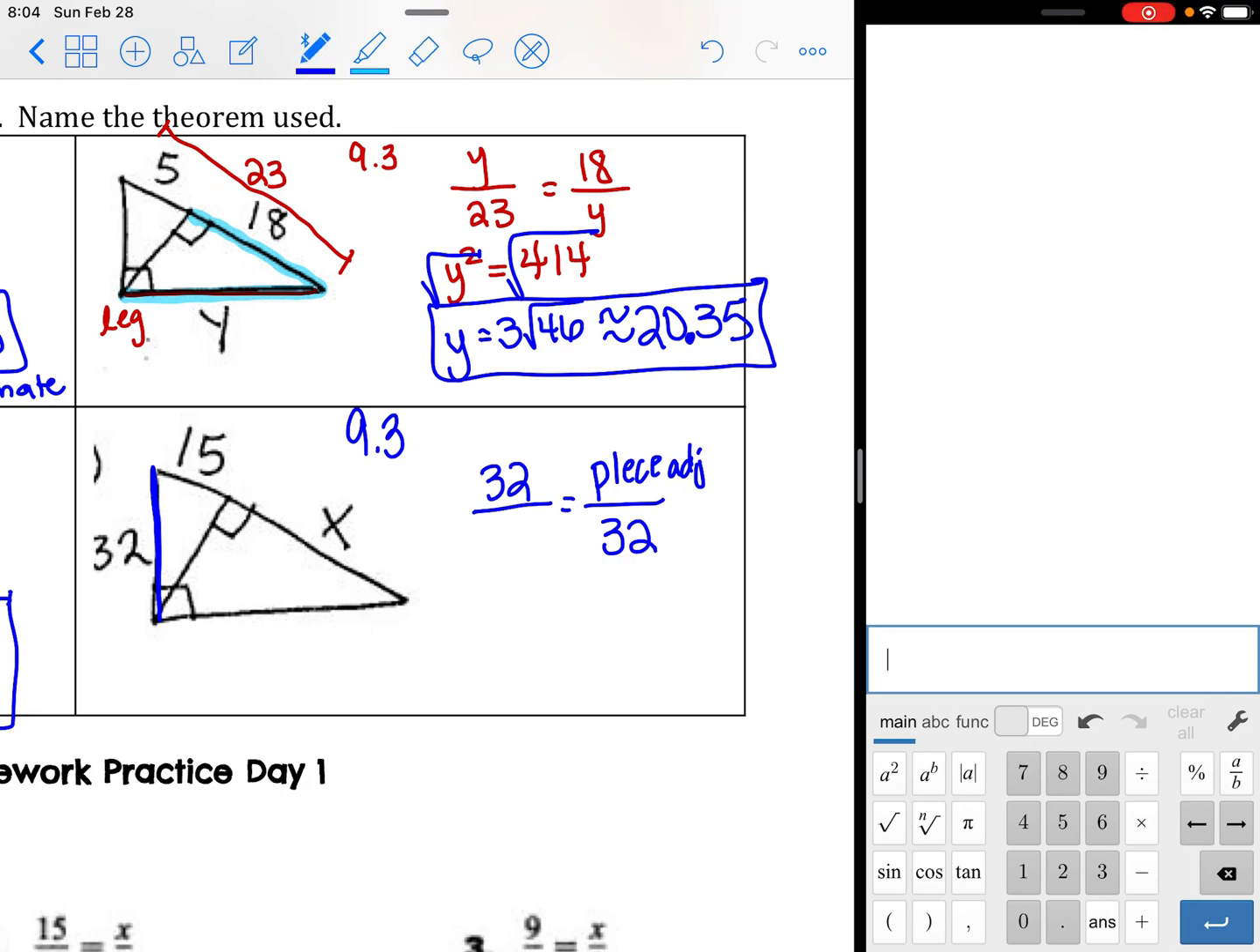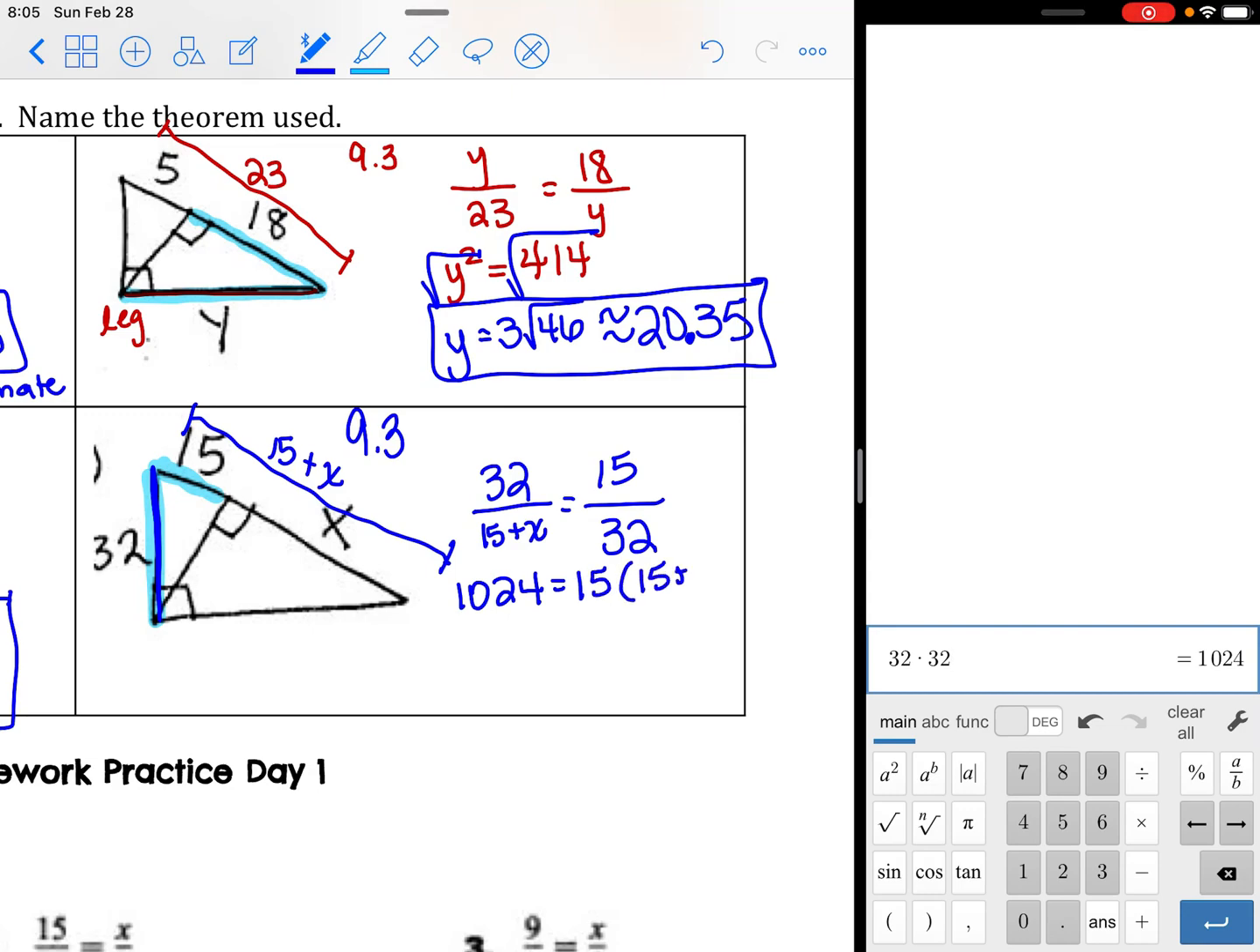Then I need an expression for the entire hypotenuse. So the two pieces are 15 and x, so the entire hypotenuse would be 15 plus x. We would add those together. And then the piece that's adjacent, I look at the leg that I'm working with, and then the piece that's adjacent is 15. All right, so when I do cross products, first I'm going to do 32 times 32, which is 1,024. And then I'm going to distribute here on the other side.